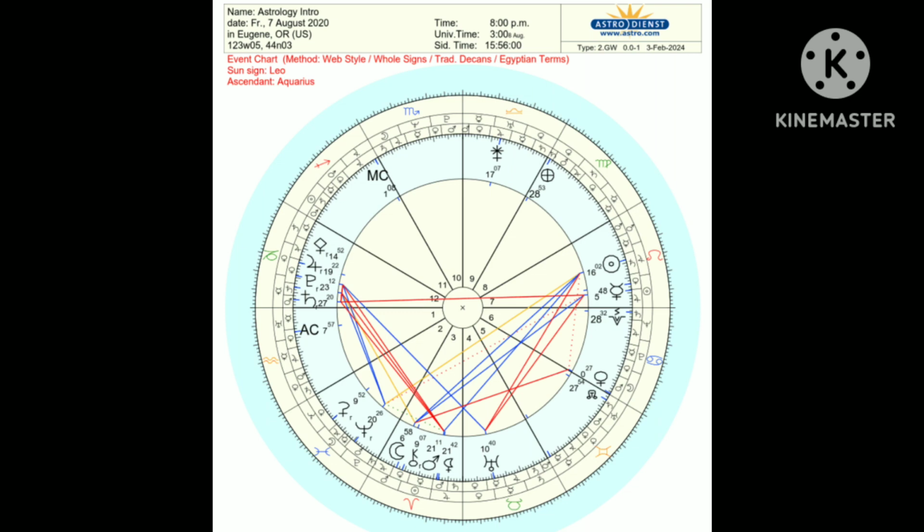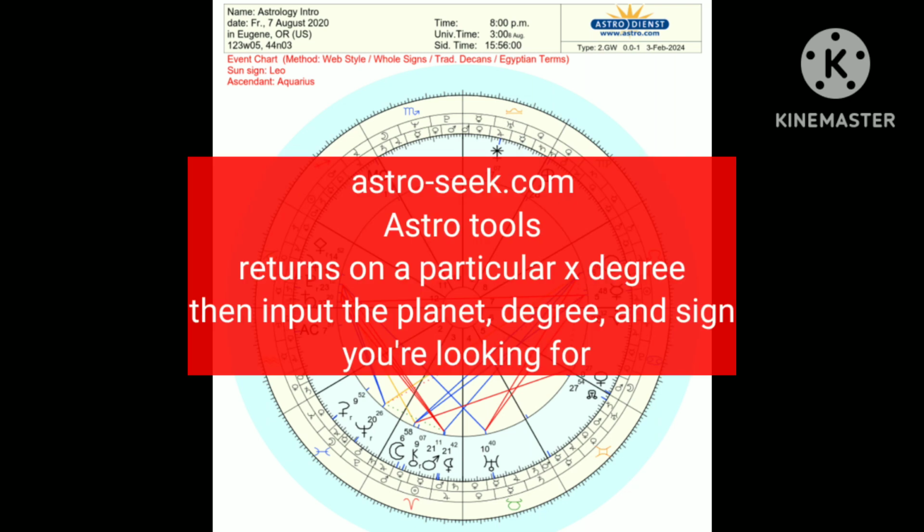So to recap, go to astro-seek.com, click Astro Tools, click Returns on a particular X degree, and then just input the planet, degree, and sign that you're looking for. So I hope you found that helpful.